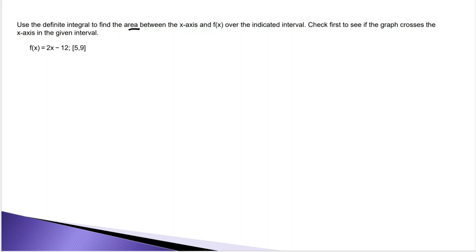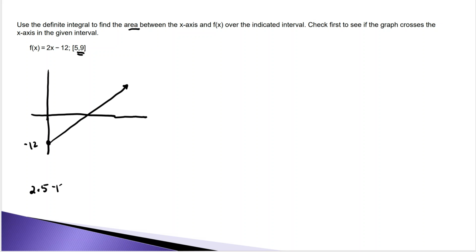Here we've got the function f of x is 2x minus 12. And if I graph that, you know it has a y-intercept of negative 12, and it has a slope of 2. And we want to graph this between x equals 5 and x equals 9. Well, if I put 5 into this function, I get negative 2. So let's call this the point 5 comma negative 2.